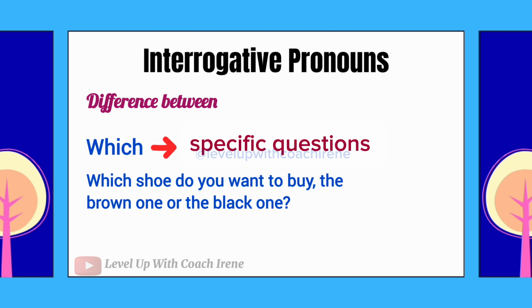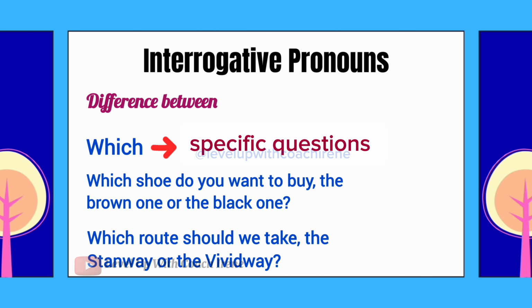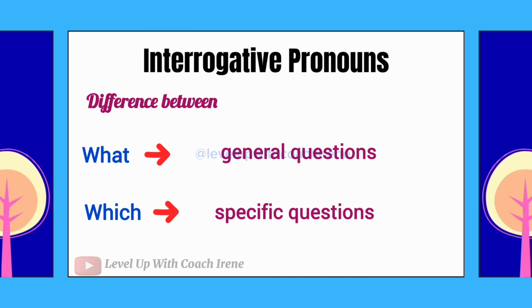Examples: which shoe do you want to buy? The brown one or the black one? Which route should we take? The stern way or the vivid way? From these explanations, you can see that what is used when asking in a general or broad way with potentially unlimited answers, whilst which is used when there is a limited or defined set of options to choose from.